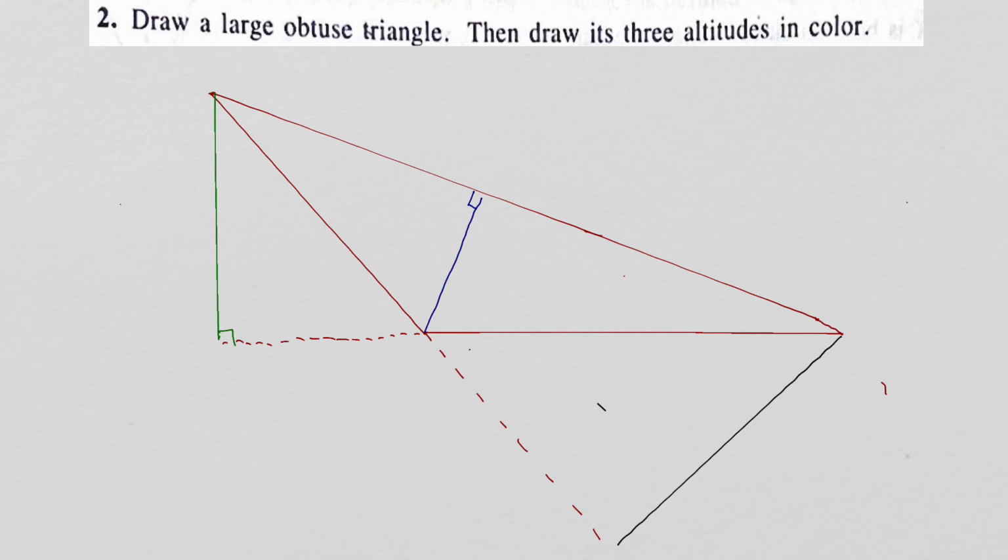And we're going to hit this at a right angle. So the altitude of this point was inside of this triangle, but the altitude of this point was outside, and the altitude of this point was outside as well.